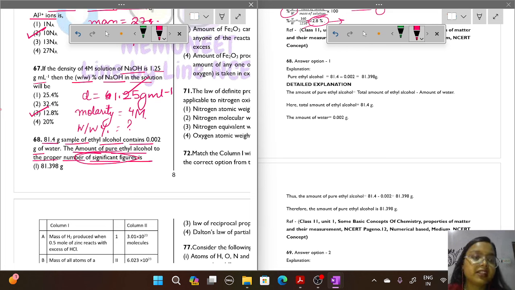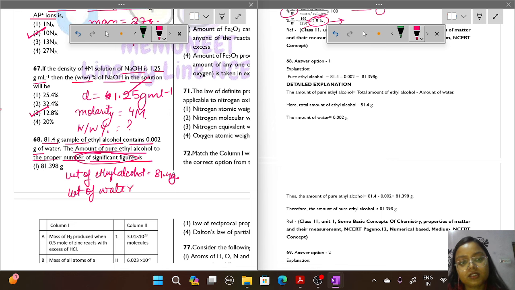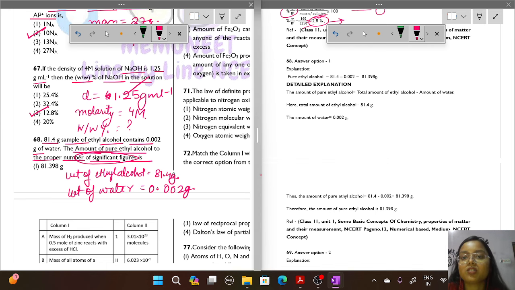So here, the 81.4 gram sample of ethyl alcohol, weight of ethyl alcohol is given as 81.4 gram, and it contains 0.002 gram of water. The amount of pure ethyl alcohol we have to calculate. So what is pure ethyl alcohol? It is 81.4 minus 0.002. So simply we just have to subtract both the numbers.